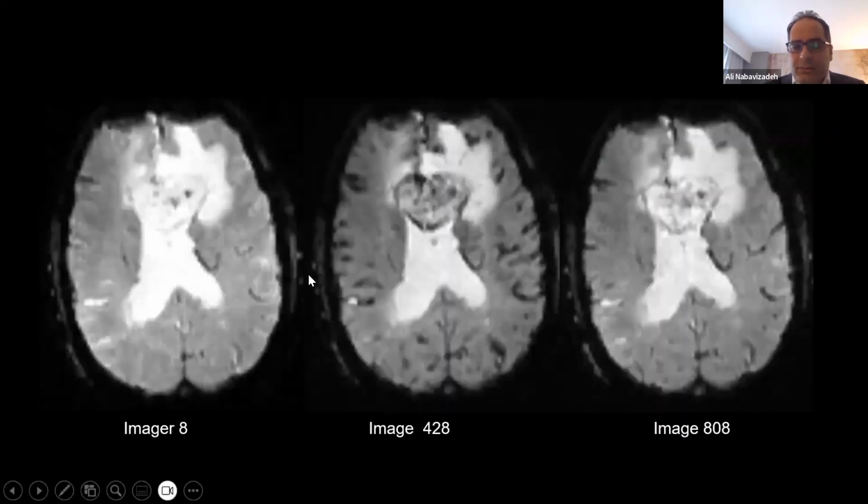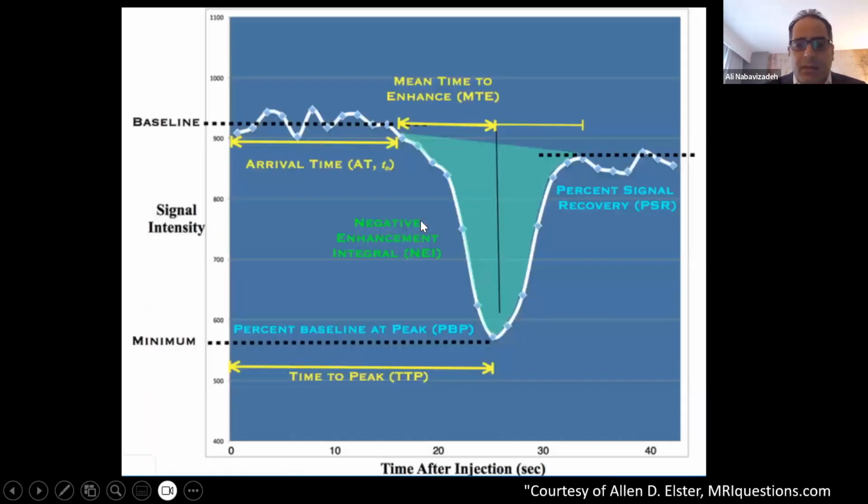Again, showing what happens, you can see the baseline, the return to the baseline, but during contrast passage through the brain and tumor, you can see signal drop through the normal vessels and also tumor vessels. And by quantifying that, we can measure perfusion. And here's how we do it.